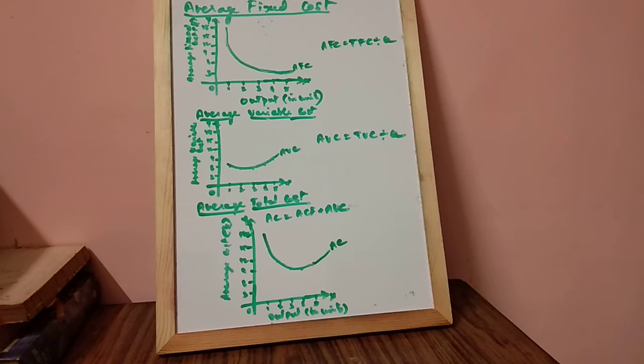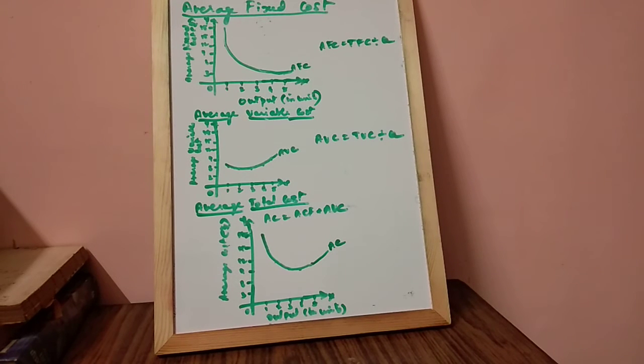Now for the first one, average fixed cost. Average fixed cost refers to the per unit fixed cost of production. It is calculated by dividing total fixed cost by total output. That is what is written: AFC is equal to TFC divided by Q. So AFC is average fixed cost, TFC is total fixed cost, and Q is quantity of output.